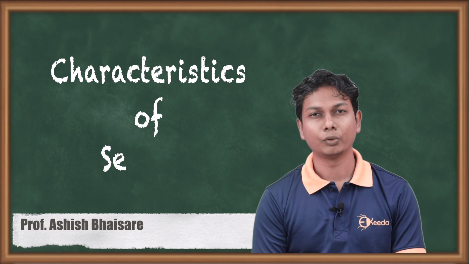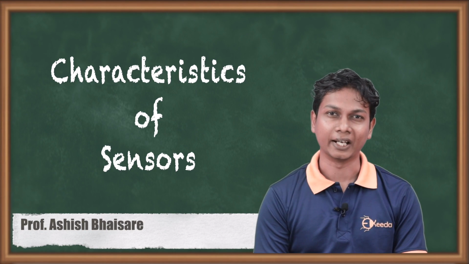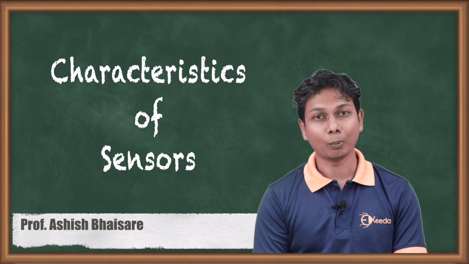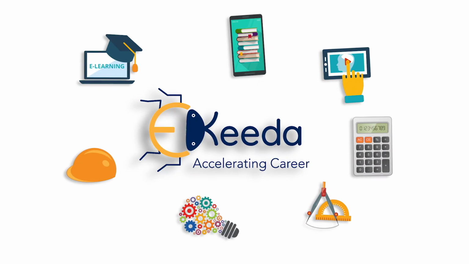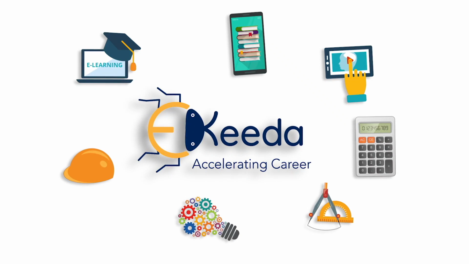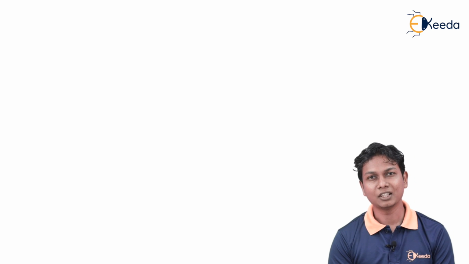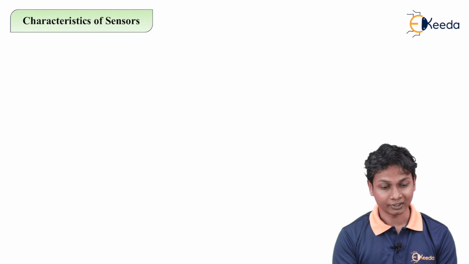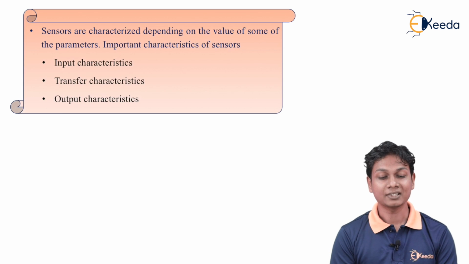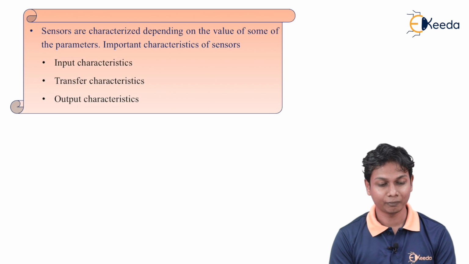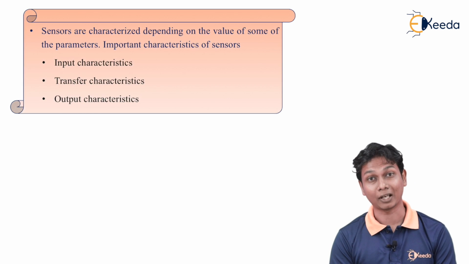Hello friends, today we are going to see the various characteristics of a sensor, and depending upon those characteristics we have to select the sensor. The characteristics of sensors depend upon the various purposes for which the sensor will be used. Now we'll start with the characteristics of sensors, which are characterized depending on the value of some parameters. So what are those parameters?